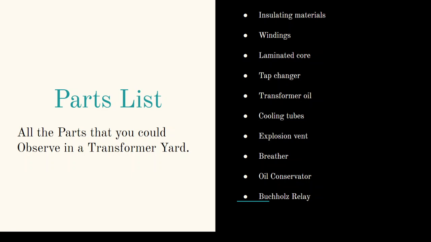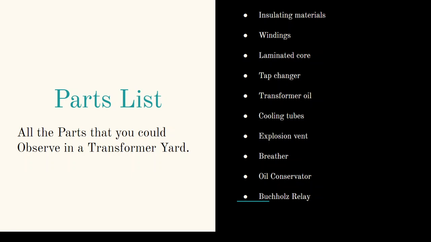Your breather. Yes, transformers do breathe, which is when the oil expands, air is expelled, and when the oil cools down, it breathes in air as the oil contracts. That air goes through a breather to prevent moisture from coming in contact with the oil inside the transformer. Oil conservator is a place where your transformer oil has room to expand and contract, which is where the air is expelled out or drawn in through the breather.